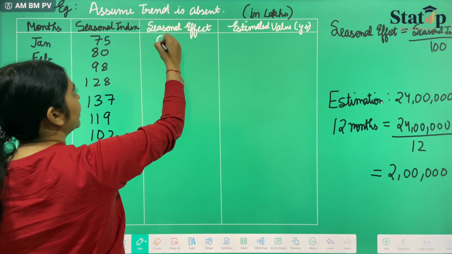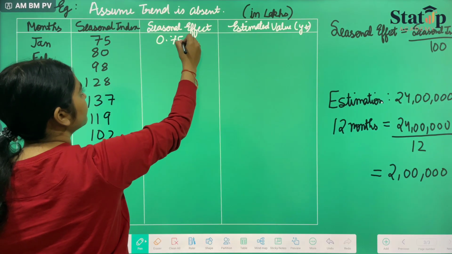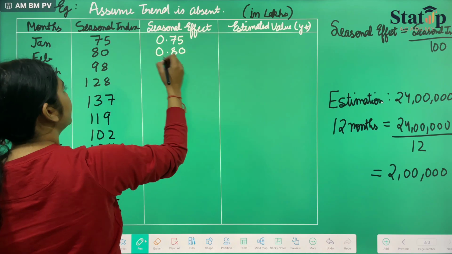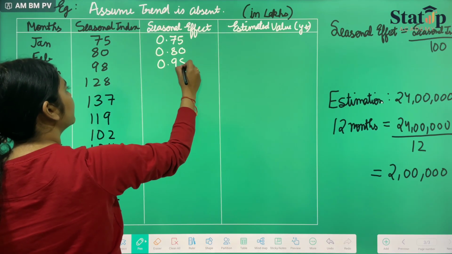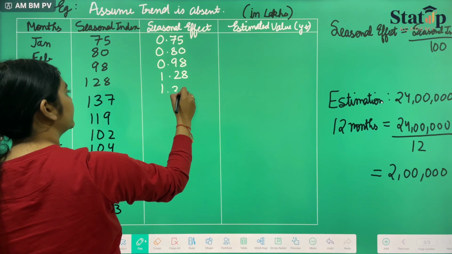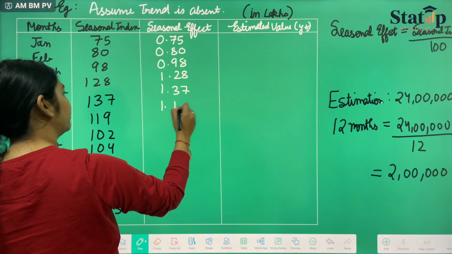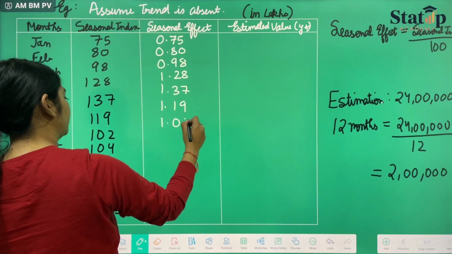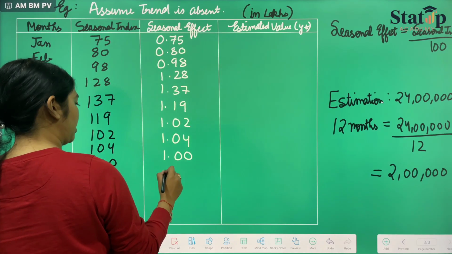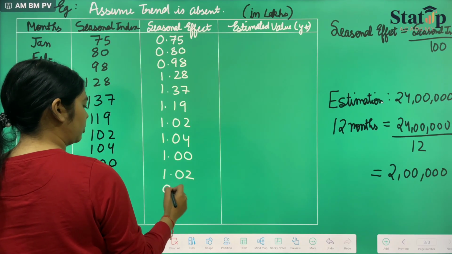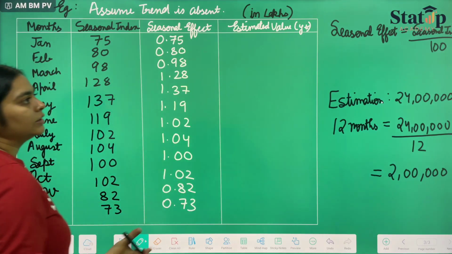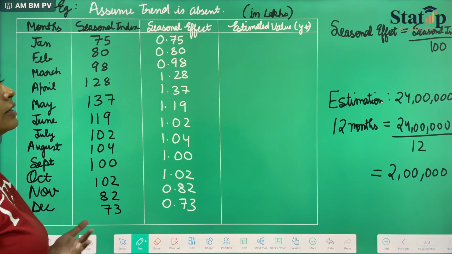So 75 divided by 100 would be 0.75. Then 80 divided by 100 would be 0.80. Then 98 would be 0.98. Then 1.28. Then 1.37. 1.19. 1.02. 1.04. 1.00. 1.02. 0.82 and 0.73. All of these have been divided by 100, and thus we'll get our seasonal effect.